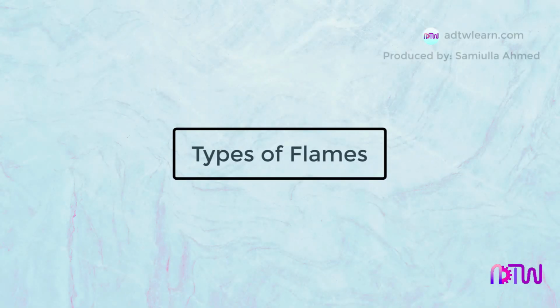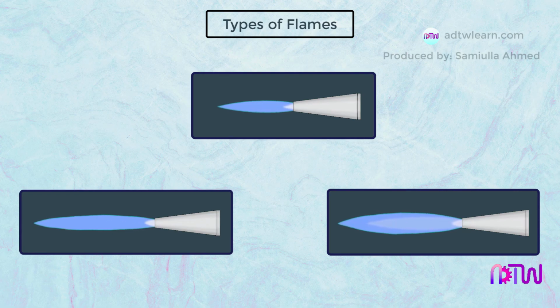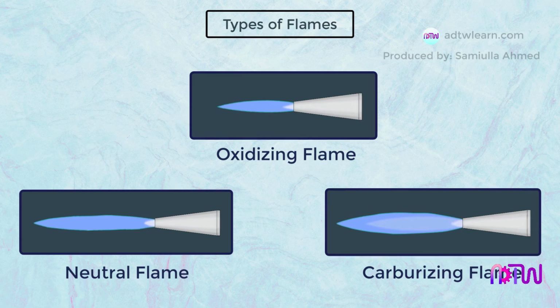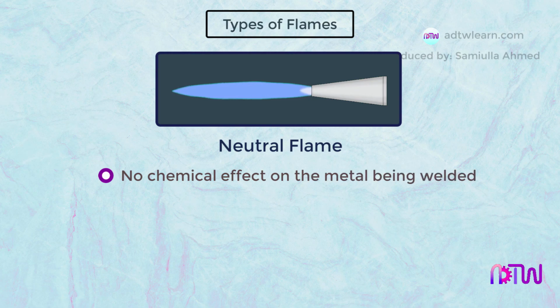Types of flame. There are 3 different types of flames available, based on the ratio of oxygen to acetylene. 1. Neutral flame. 2. Oxidizing flame. 3. Carburizing flame. Neutral flame. A neutral flame is named neutral since, in most cases, it will have no chemical effect on the metal being welded.